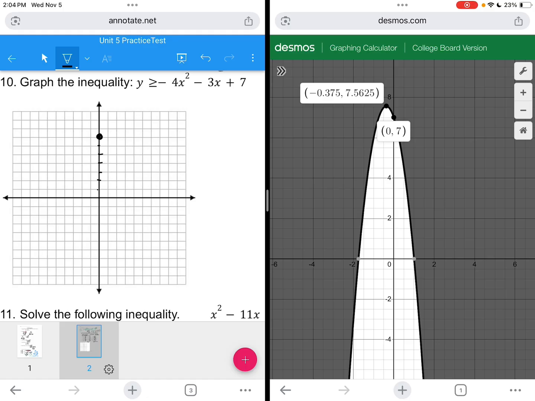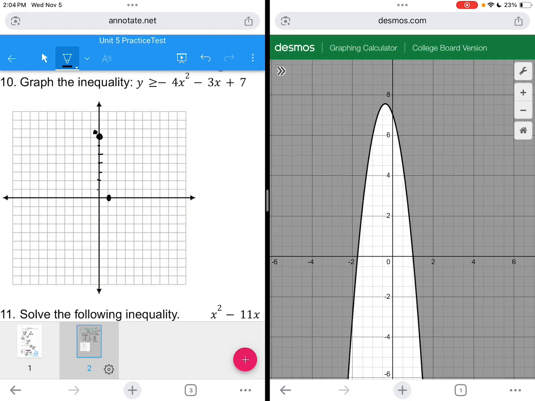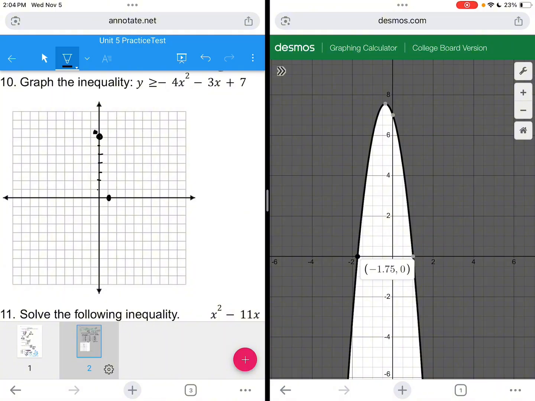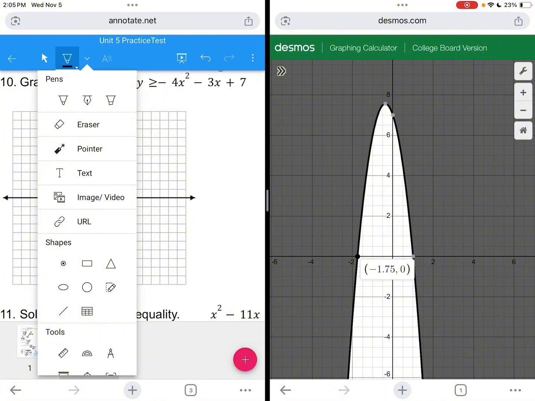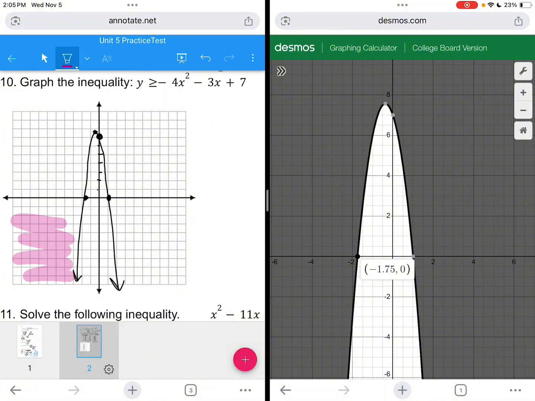Let's look at this vertex. It's a little bit past 0 and about 7.5, so maybe there. And x-intercept would be 1. And negative 1.75, so almost 2. And that should give me enough to where I can kind of sketch a graph. And it is a solid line. And then we are going to shade everything on the outside. And we're done.